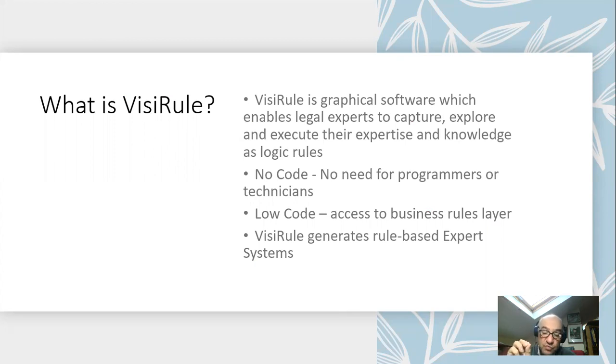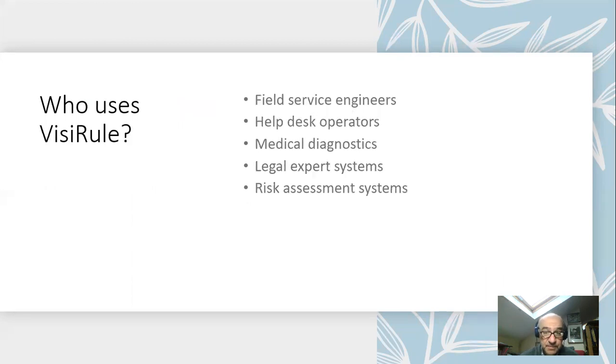VisiRule generates what we now call rule-based expert systems. In fact, we called them that 20 years ago, but we wrote them by hand, and then we changed the name a few times, but we seem to now be going back to calling them rule-based expert systems because AI, artificial intelligence, is now acceptable. For 20 years, it was out in the cold and we weren't allowed to use AI anywhere in our information.